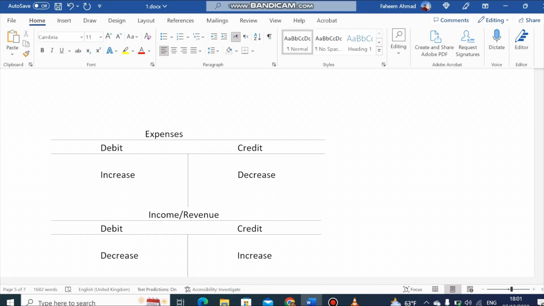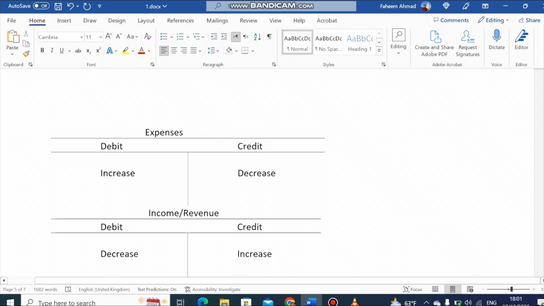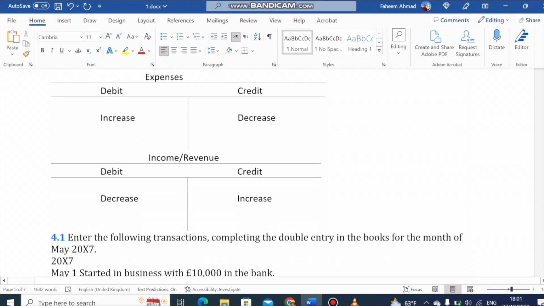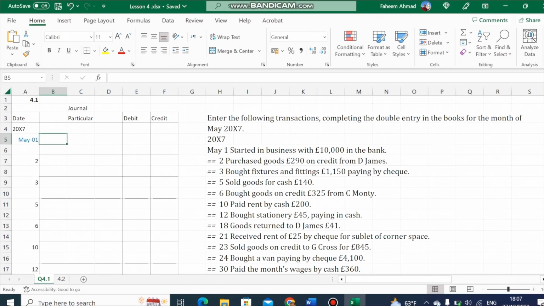Next, we are going to do some practice of double entries, journal entries with income and expenses as well as statement of financial position accounts. So we have this question here. The very first requirement is to journalize these transactions. So year is 2007 and the first date is May 1st. Started business with £10,000 in the bank.